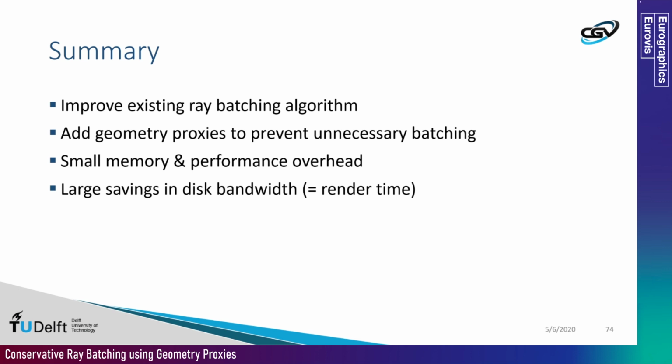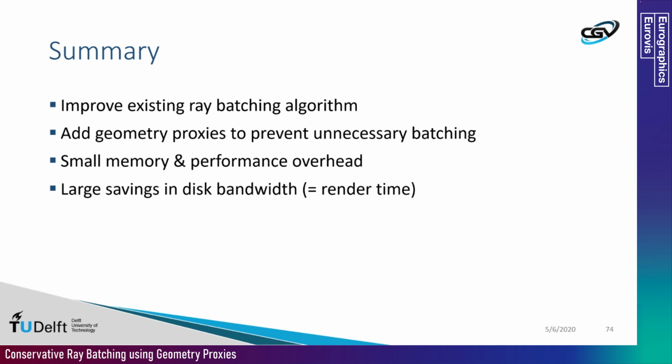So let's summarize. We first explained how ray batching aims to improve cache coherence, specifically for out-of-core rendering. In ray batching, rays have to wait until there is a sufficiently large batch, and only then will we load the data from disk and perform the intersection test. If a ray misses, then this wait would have been for nothing.